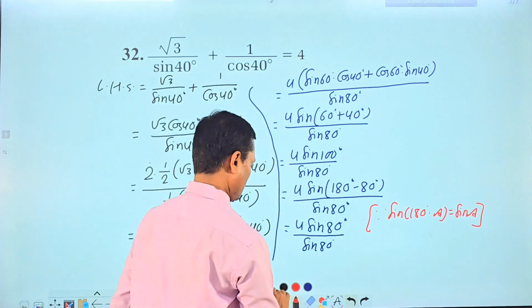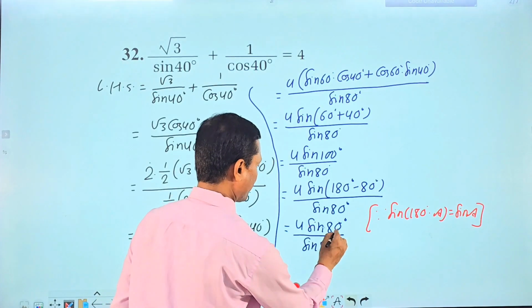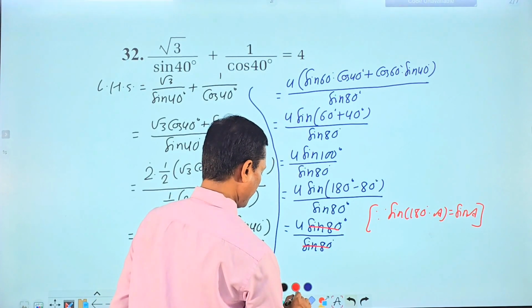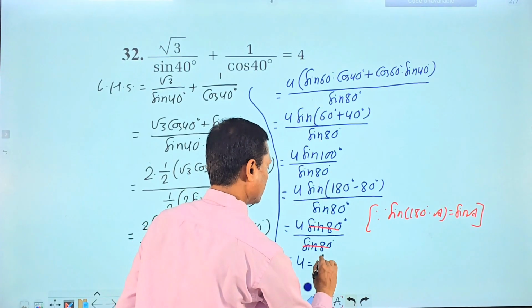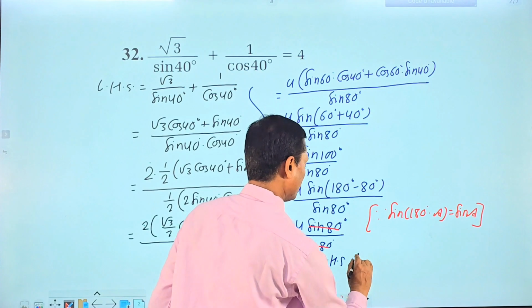CAST rule. Next one, these two parts we cut, and the remaining we have here equals 4, and that's our right hand side.